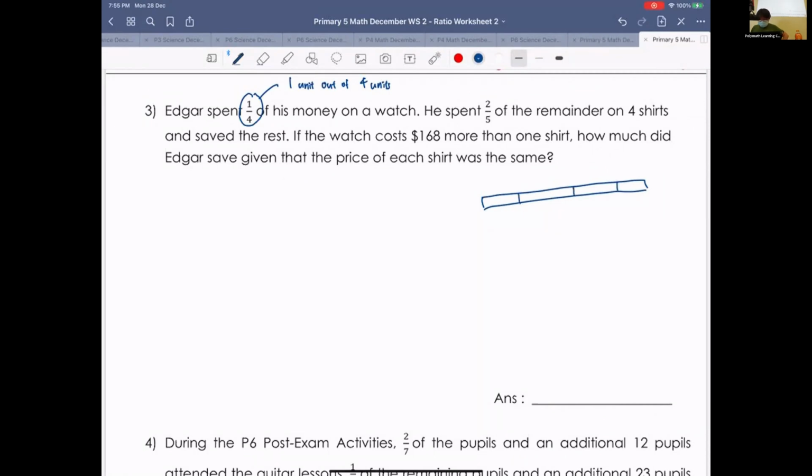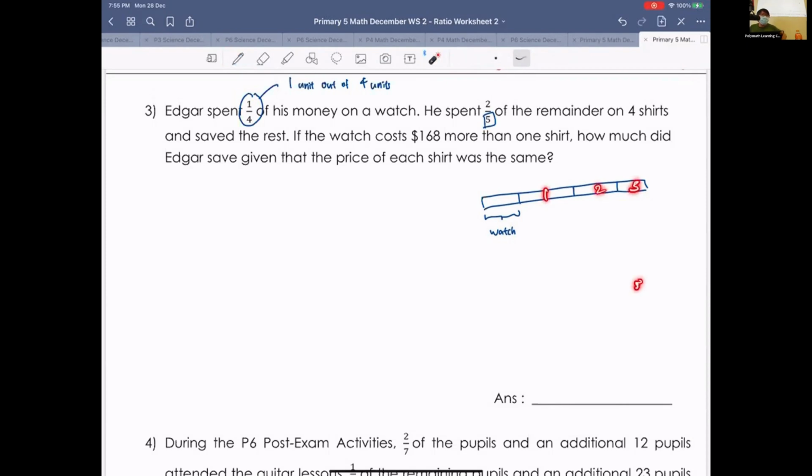But here is your problem. He spent 1/4 on a watch, right? So this is 1/4. The remaining is 3 units. The problem with the remaining 3 units is, can it be divided by 5? Cannot, right? No, because the remaining is 3 units. How are you going to divide this by 5?